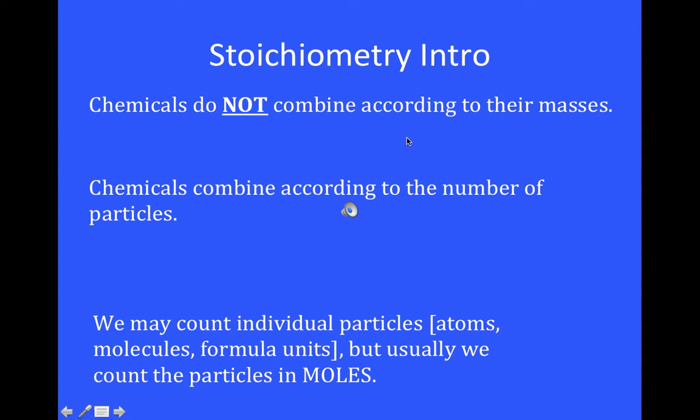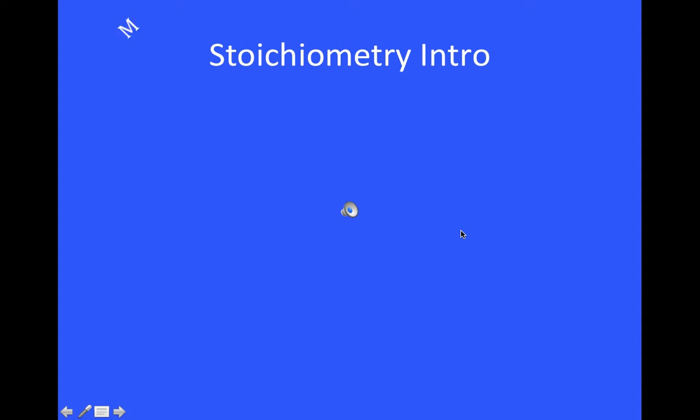So when we say they don't combine according to their masses, we can't do direct calculations according to masses. We first have to take any masses and convert them into moles. So it means you got to remember stuff from chapter 4.